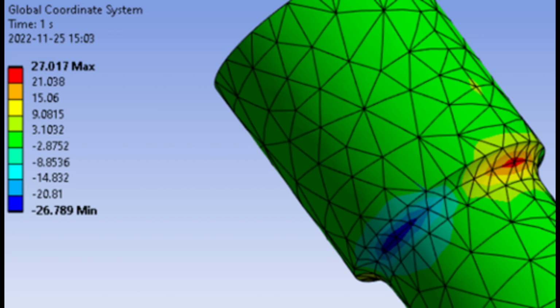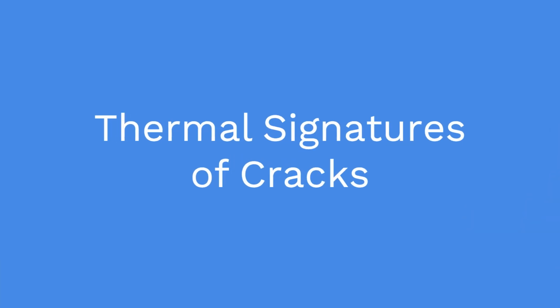By analyzing these temperature gradients, we gain a deeper understanding of stress distribution within the component. This information is invaluable for detecting issues before they lead to potential failures. Thermal imaging, then, becomes not only a diagnostic tool but a preventive measure in maintaining the health and longevity of our components.